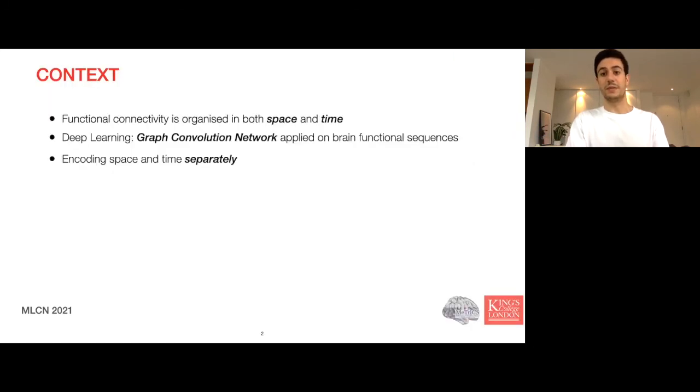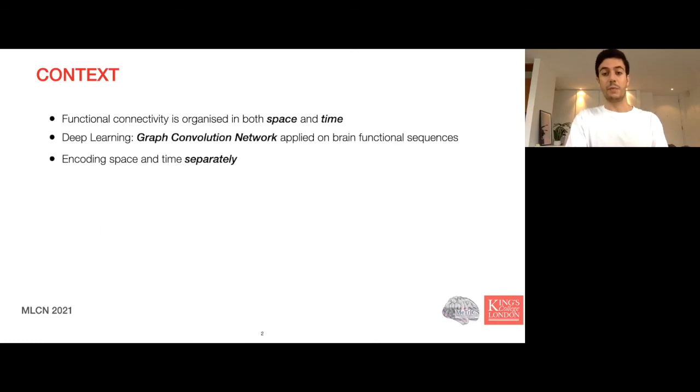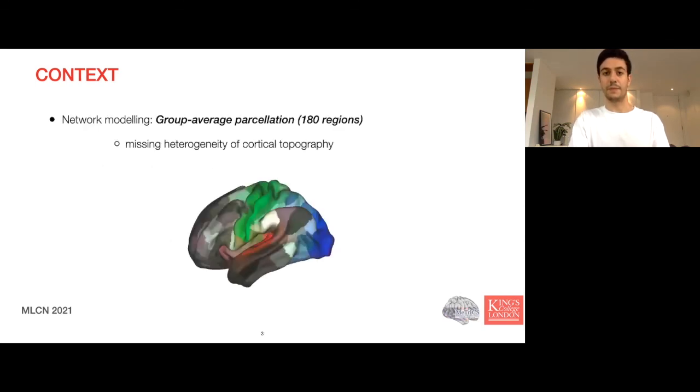Functional connectivity has been used by many to study the functional organization of the brain, and it has been shown to be hierarchically organized in both space and time. Many deep learning methods apply graph convolutions on sequences of brain connectomes where nodes represent brain regions and edges represented connection between those regions. However, most of those methods separately process spatial and temporal components of fMRI time series.